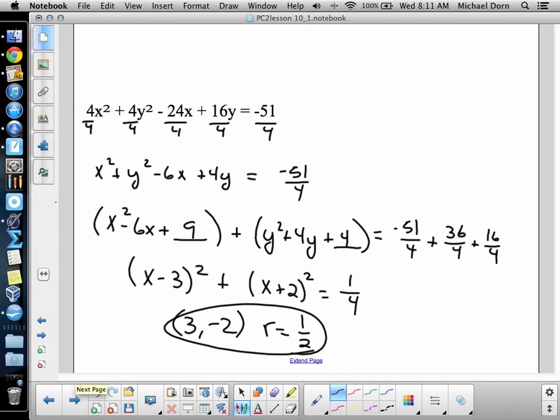If they aren't both 4, it's not a circle. We'll deal with that when we get into ellipses and hyperbolas and that sort of thing.